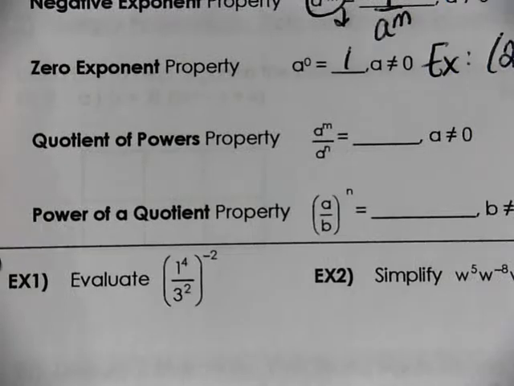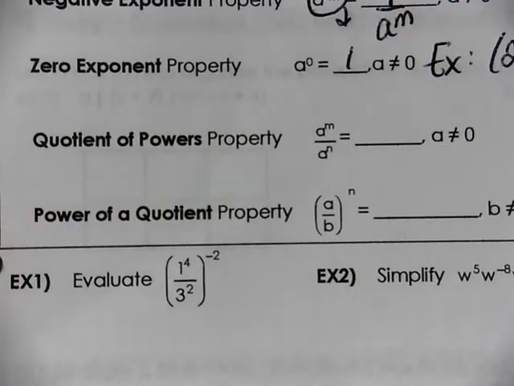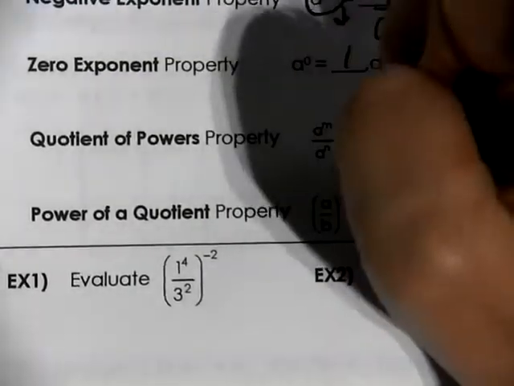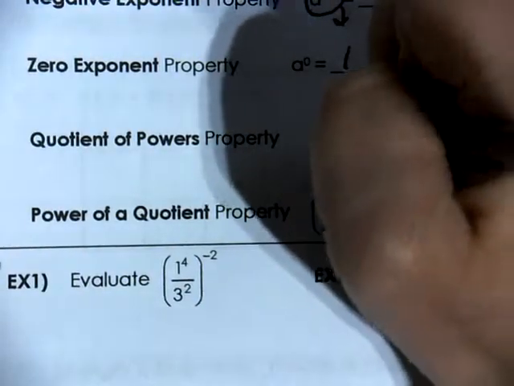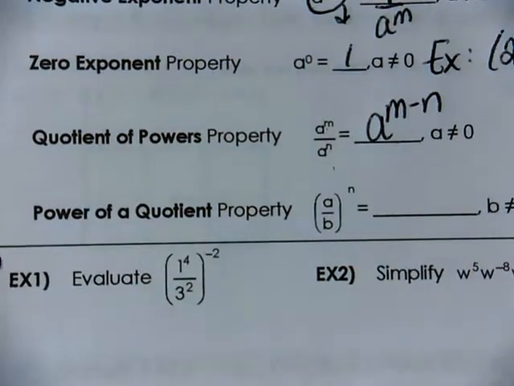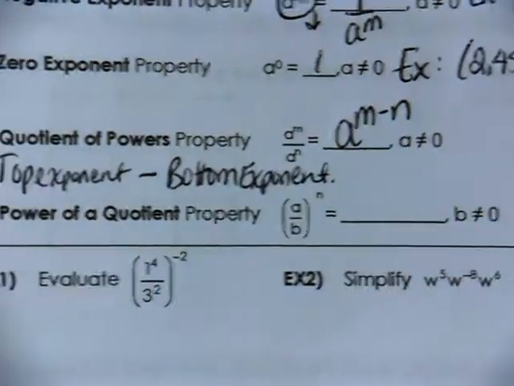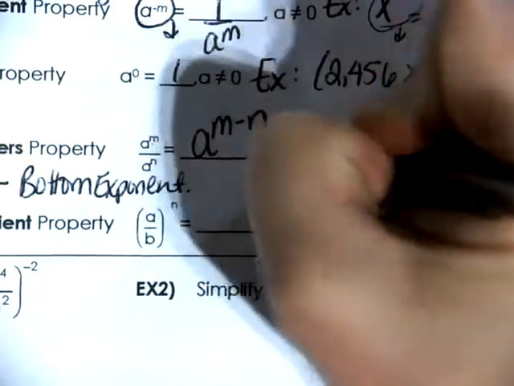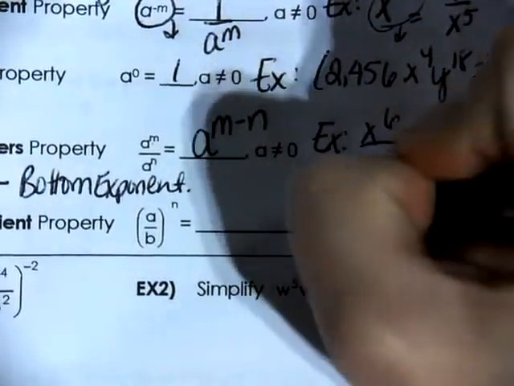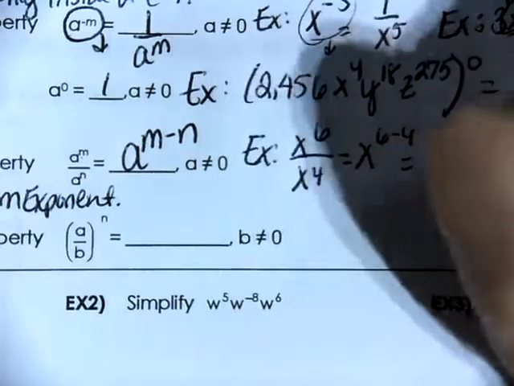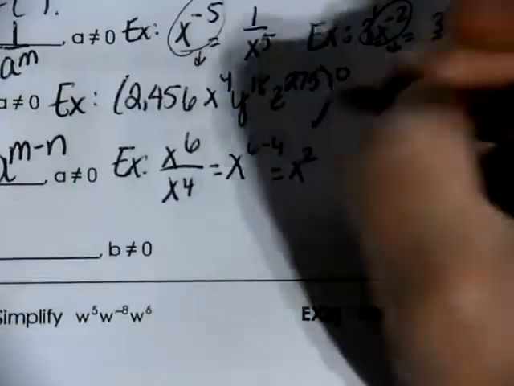Next, we have the quotient of powers property. Quotient is what happens after you divide, and the quotient of powers property says that if you're dividing 2 powers with the same base, instead of multiplying or adding, instead we are going to be subtracting the top exponent minus the bottom exponent. So a quick example of what that would look like is if we had x to the 6th divided by x to the 4th. This is going to equal x to the 6 minus 4 power, which is going to be equal to x squared. Here's why this works.